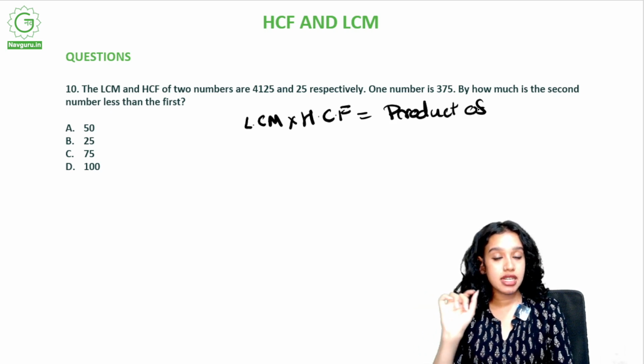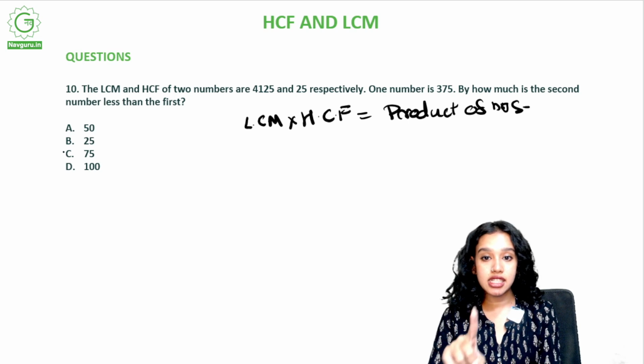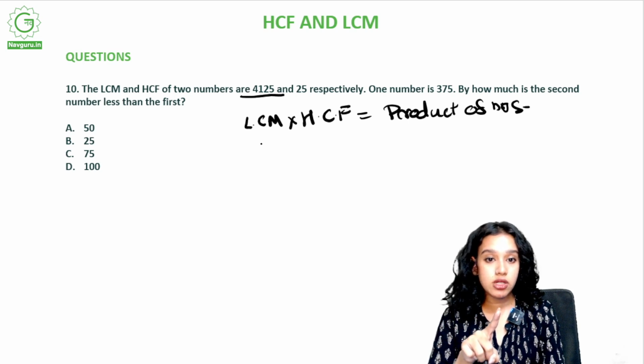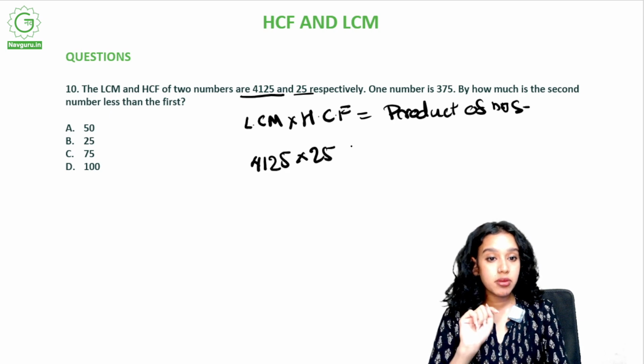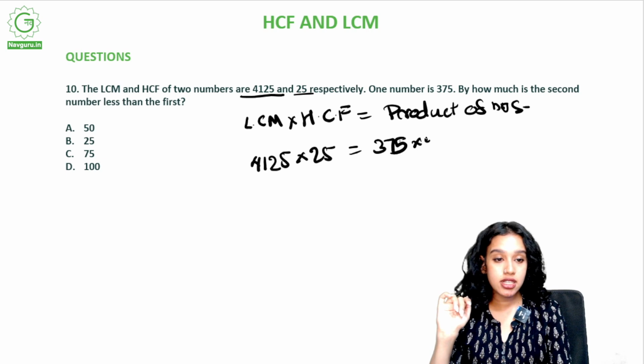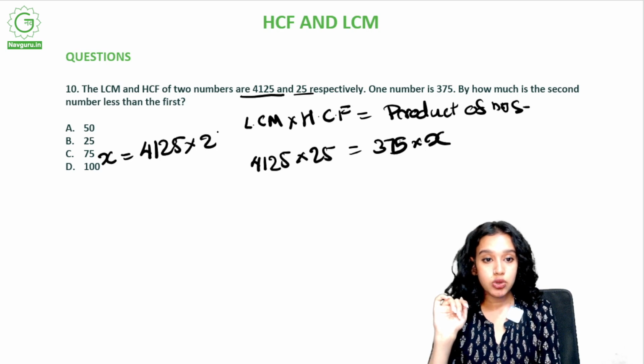So the product of the LCM and HCF of two numbers is equal to the product of those two numbers. It is given that the LCM and HCF of two numbers are 4125 and 25 respectively. So this side would be 4125 into 25. And one of the numbers is given to be 375. Let's call the other number x. So we have x is equal to 4125 into 25 by 375.